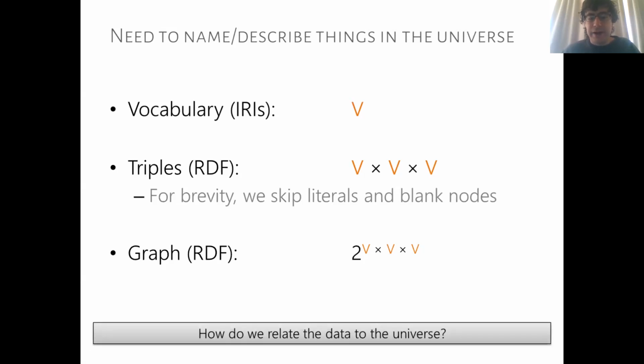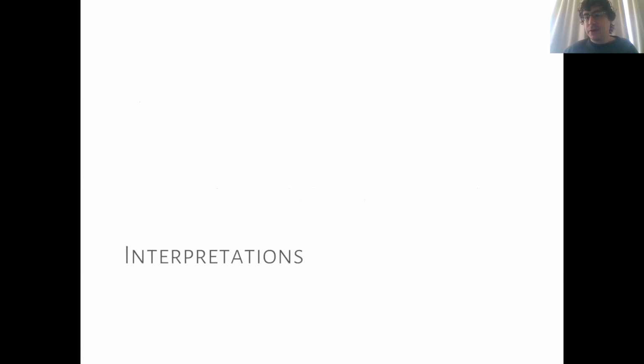So we have our data and we have our universe. Okay, so we have the things we want to describe and we have some ways to describe them. We have ways to name those things. We have ways to combine those names into claims forming triples. And then we can take a set of triples which forms a graph. So how do we relate these data to the universe that we saw previously? What we need is something called an interpretation.